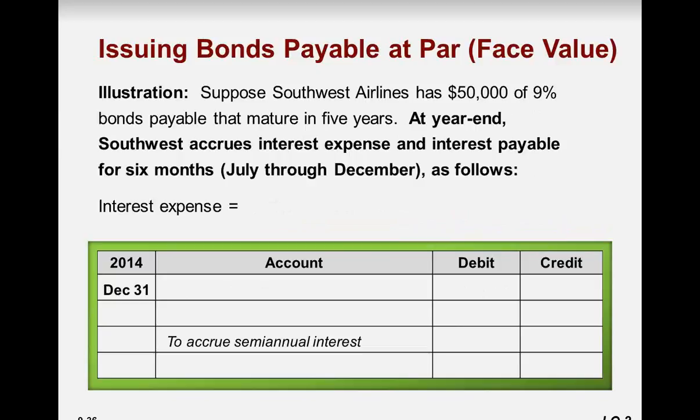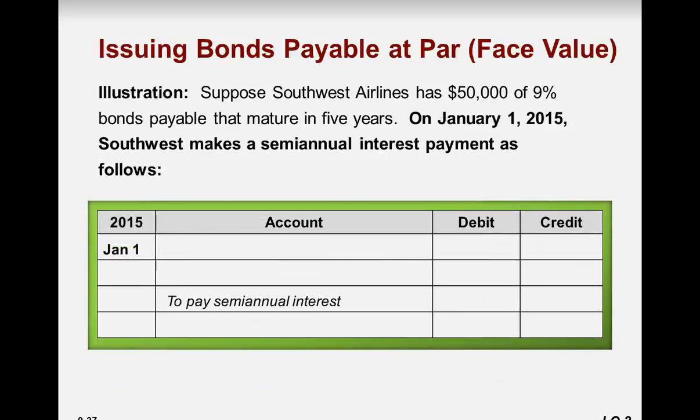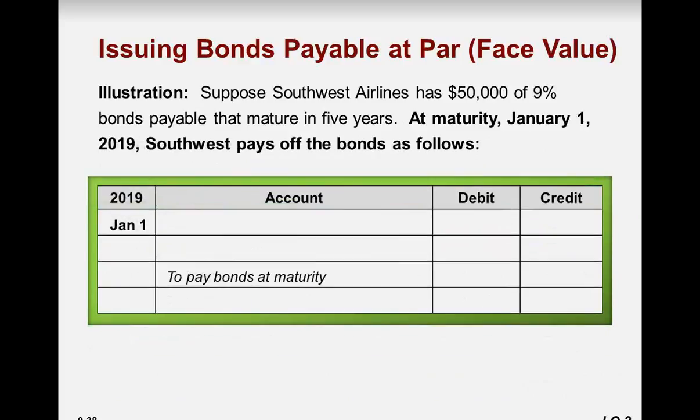Okay, they need to accrue because the interest isn't due until January 1st, but their year end is December 31st. So again, it's going to be the $22.50, but it will be interest expense and this time interest payable because they have not paid it. They will not pay this until January 1st. On January 1st, then they will reduce their interest payable and pay out their cash for the $22.50. And then they pay this bond off by reducing the bond payable by $50,000 and paying the cash of $50,000.